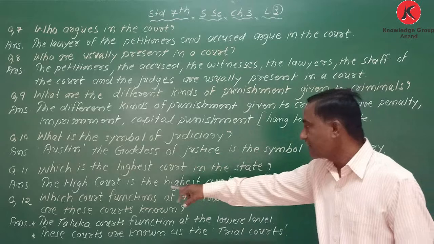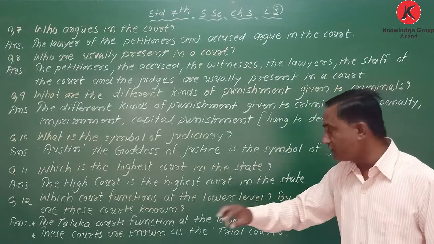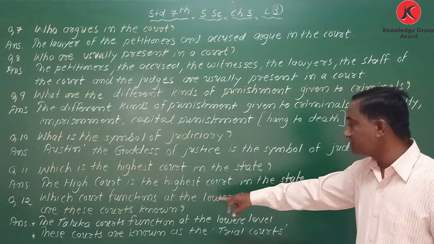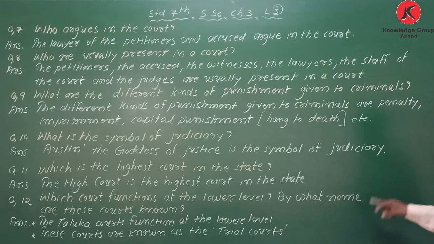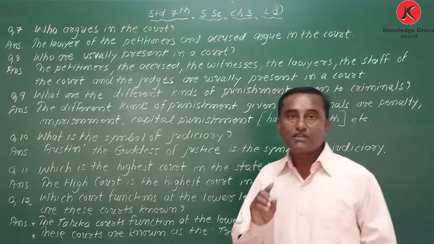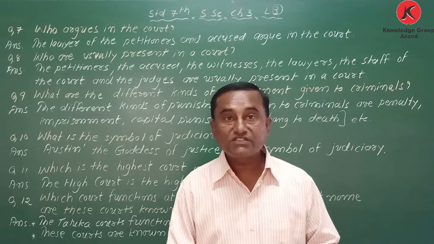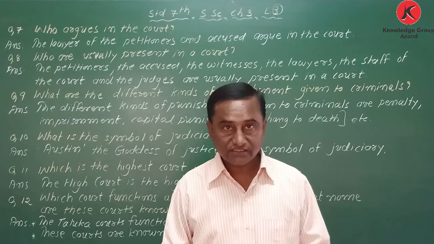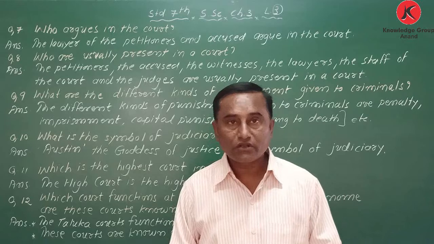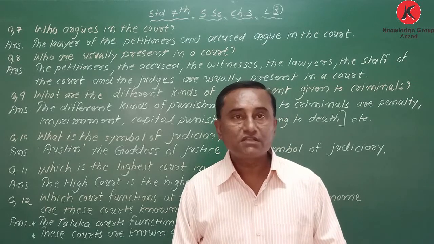Next one. Which court functions at the lower level? By what name are these courts known? The lowest one is the Taluka court. We start from the Taluka court, and that is called the trial court. Another name is trial court.